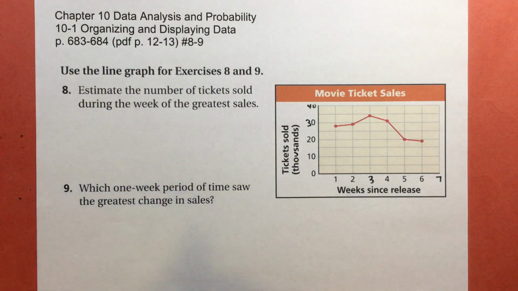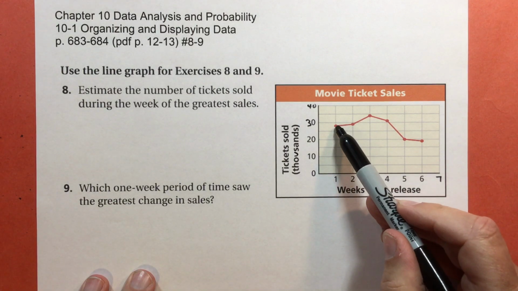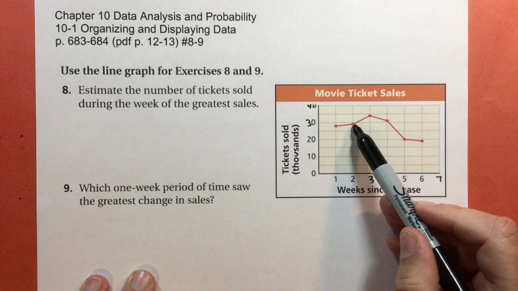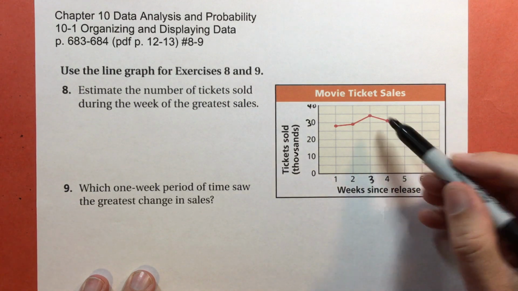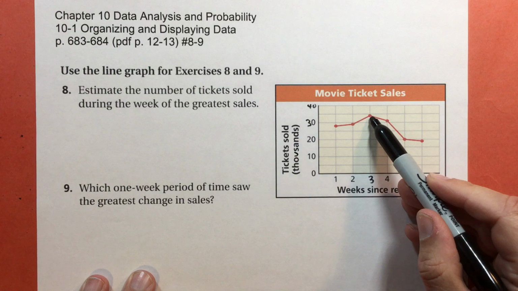So that's the idea. We're going to estimate the number of tickets sold during the week of its greatest sales. So when did it have the most sales? We started out here. It looks like it goes up slightly, so that's higher. Looks like it went up more, and then after that it came down. So I think the highest point is going to be right here.